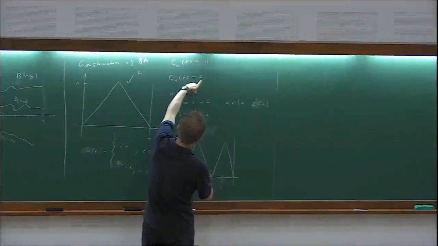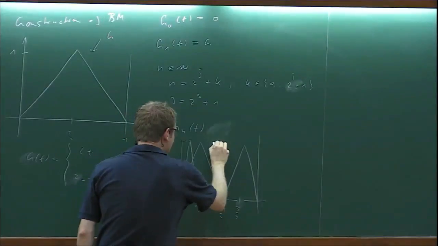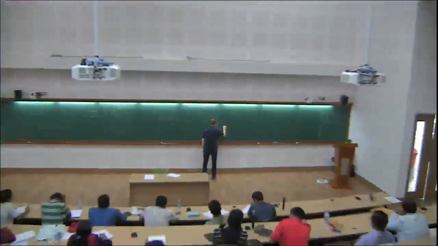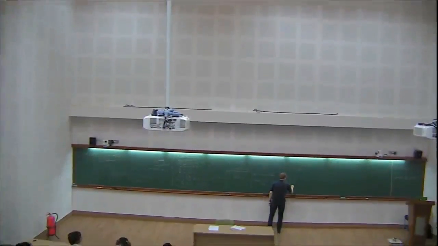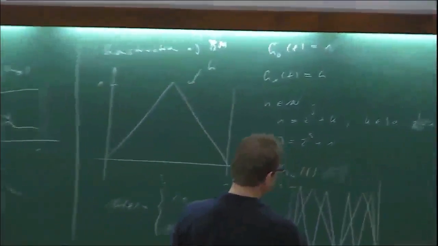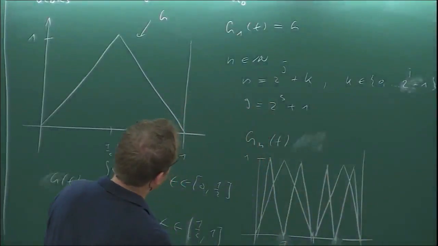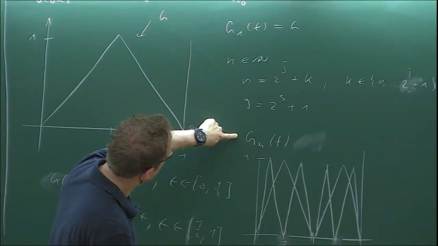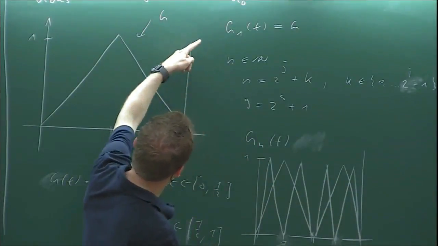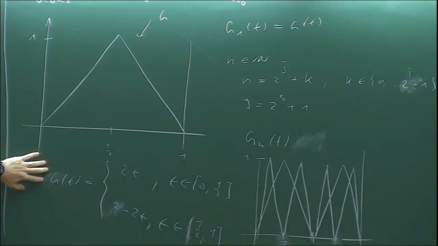And in the next generation, this is of course for j being 1, and then we take this kind of partition, and so on. So we start with G1 with a constant function 1, and then we have this function, and then we have 2 of these peaks, and then we have 4 of them, etc. G1 should be G of t. It's just this function here. So we have the same thing here.